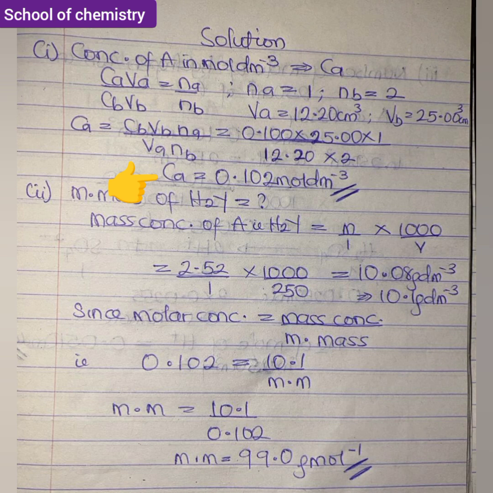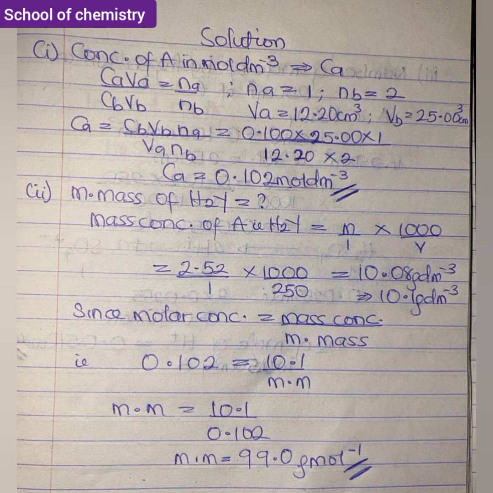Now there's something you must do. When you are writing your final answer in mass and in concentration, your answer must come in 3 significant figures to score in WAEC. So that is 0.102 mole per dm cube. Then obviously the next scenario is to calculate the molar mass of H2Y.